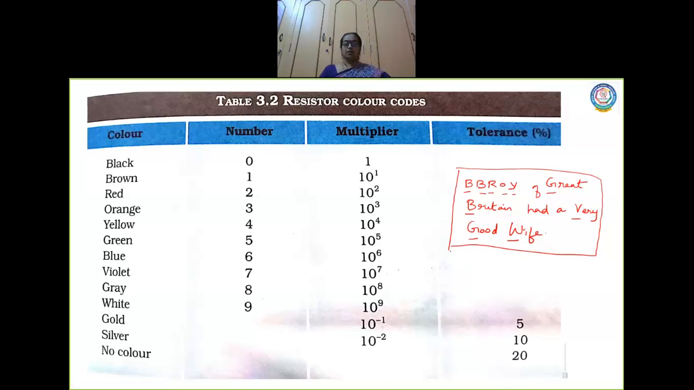Now, how do you find the resistance of these resistors? I have given the color, the number, and the multiplier. I will tell you how this is used. For the resistors, at the end you have a ring which is gold, silver, or some resistors will not have any color. If the ring is gold, it has a tolerance of 5%. If it is a silver ring at the end, then it will have 10% tolerance, and if it has no color, then you will have 20% tolerance.